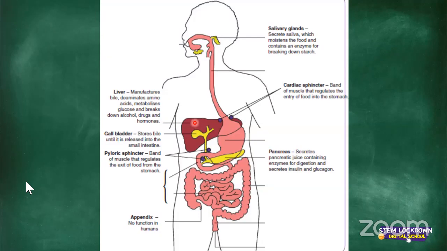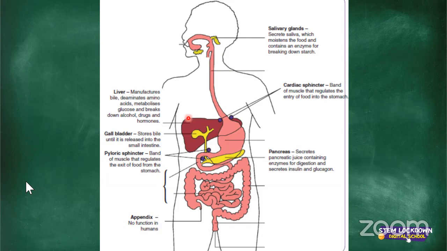So the liver manufactures bile. It deaminates amino acids. It metabolizes glucose and breaks down alcohol, drugs, and hormones. Okay. So that is the function of the liver, and it is located right here.